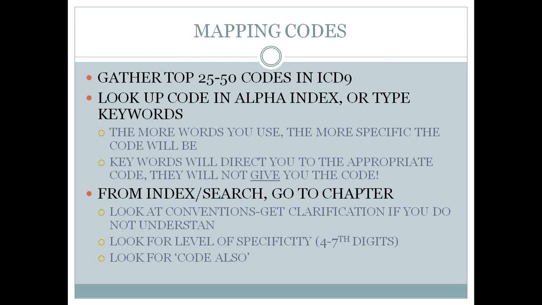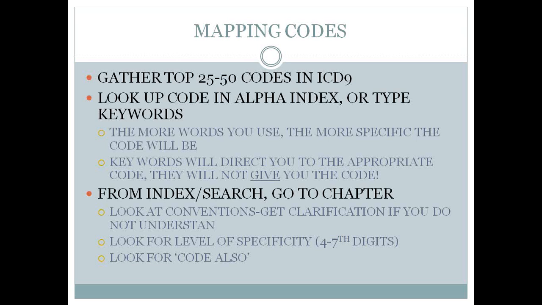The other thing that you need to do is go to the chapter or the search area, if you're doing this online, where your code set is, and make sure you look at the conventions and the coding rules, and also look for different levels of specificity. Look for the code also rules, which codes need to be coded together and which ones are not supposed to be coded together, which are your excludes codes. So you'll need to do a little bit more work.